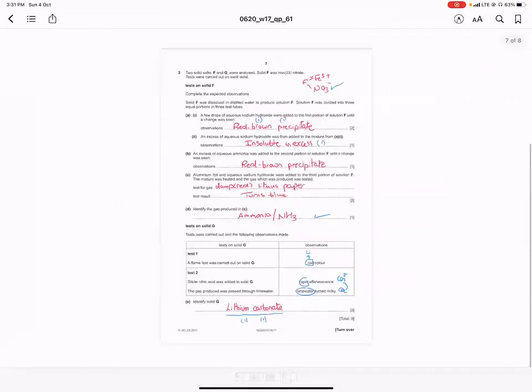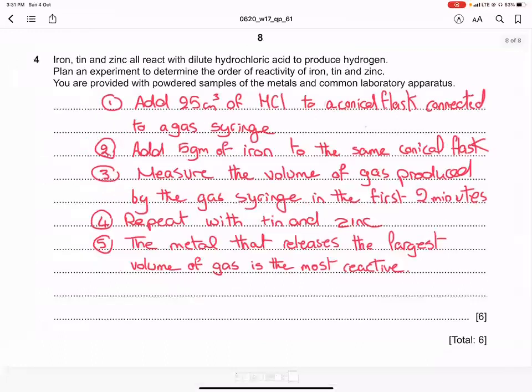Finally, an experimental design. He's saying iron, tin, and zinc all react with hydrochloric acid to produce hydrogen. Take care of what he gives you in the question, okay? It produces hydrogen, so you must keep this in mind and use it. Plan an experiment to determine the order of reactivity of iron, tin, and zinc. Don't tell me I know that zinc is more reactive than iron is more reactive than tin. He wants you to prove it.